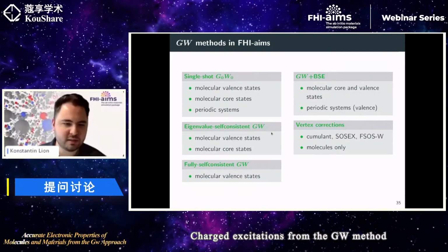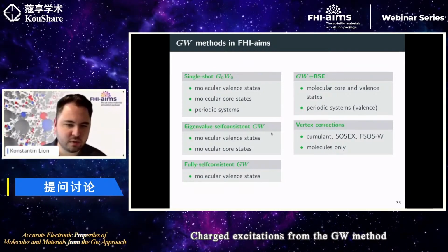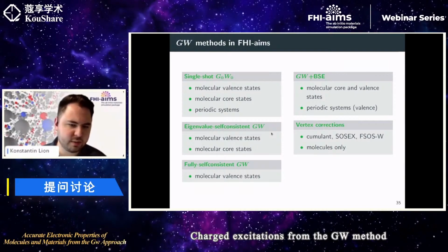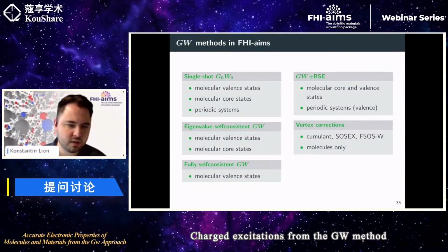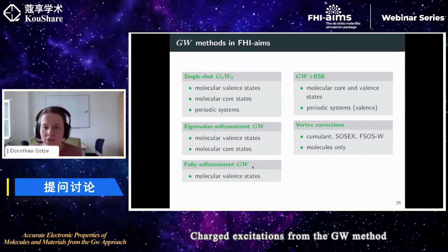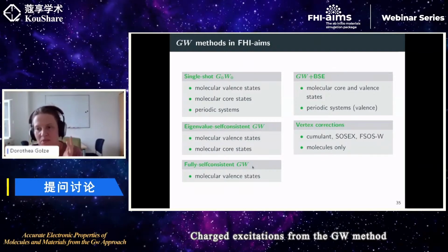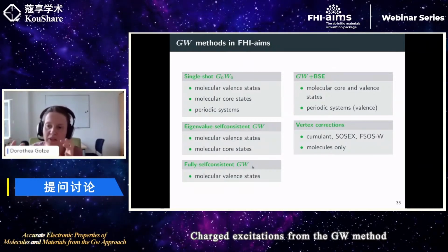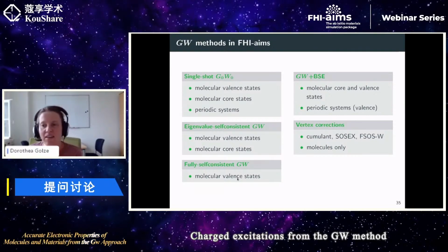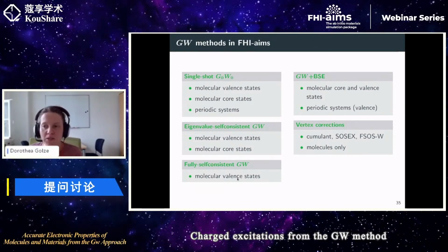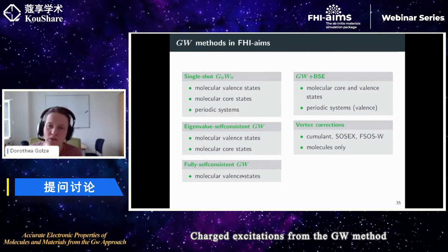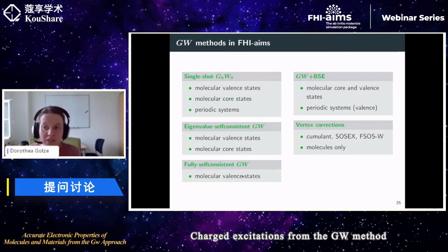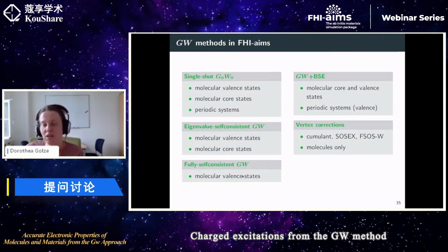So the first one is self-consistent GW. Is it accurate with BSE for neutral excitations, or does it depend on the type of molecular system? I think fully self-consistent GW is not implemented together with BSE for neutral excitations. So you only get charged excitations from it, right? So only the photoemission experiment, and it's also not implemented in combination with BSE, as far as I know. Because the output is a bit different.